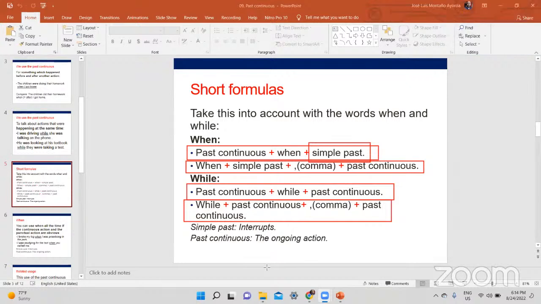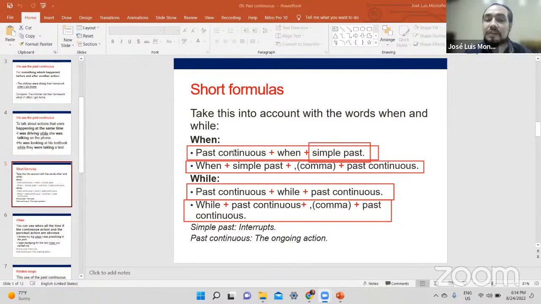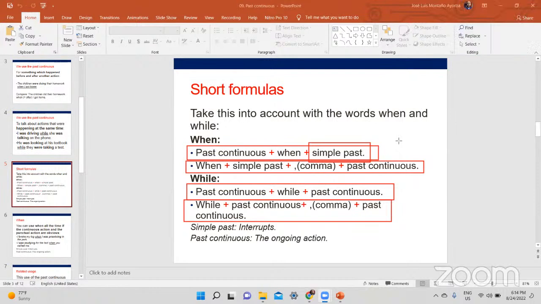Good afternoon, teacher. About 2 sentences with when and 2 with while, right? Correct. And you have to use a different formula, right? The first example with when is this formula, past continuous when simple past. And the second example is this formula, right? When, simple past, comma, past continuous. Using those formulas, correct. 2 with when and 2 with while. Okay, teacher. Thank you. Okay, great. You're welcome.